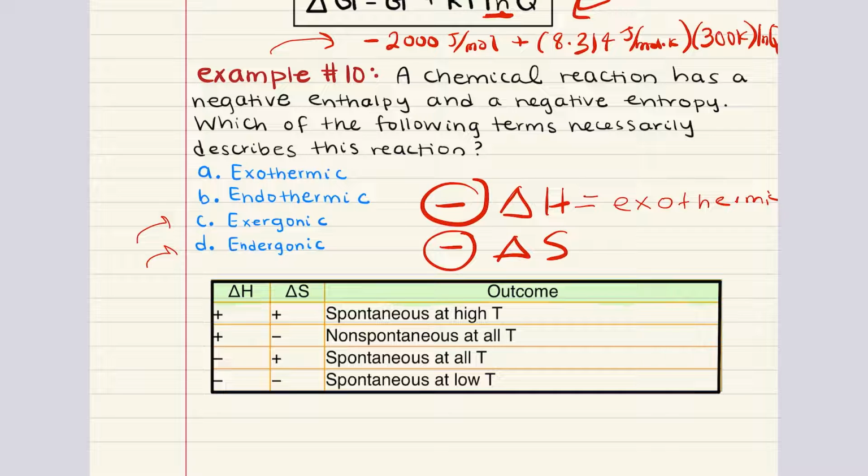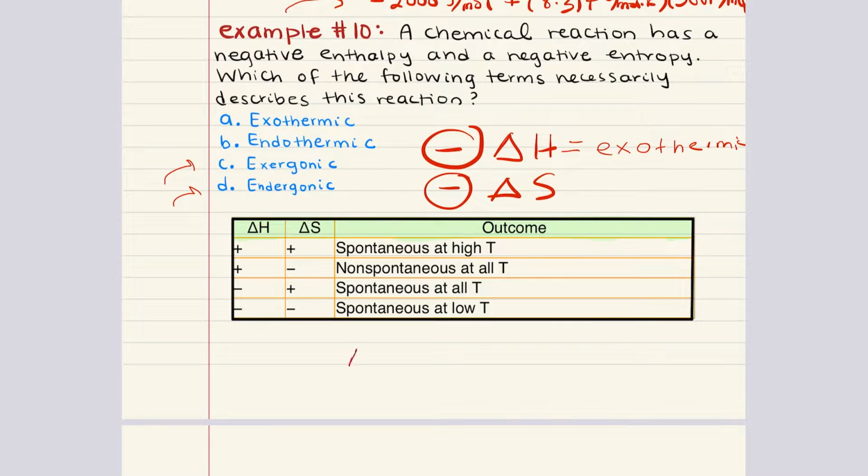Exergonic and endergonic relate to your Gibbs free energy. Whenever you have a negative delta G, the reaction is spontaneous and therefore exergonic. Whenever you have a positive delta G, the reaction is non-spontaneous and it's going to be endergonic. Now, we're not given any direct information about delta G, but we can kind of insinuate based off of the information on delta H and delta S we're given, because the equation for delta G is delta H minus T delta S. Now we know we have a negative value for delta S and a negative value for delta H.